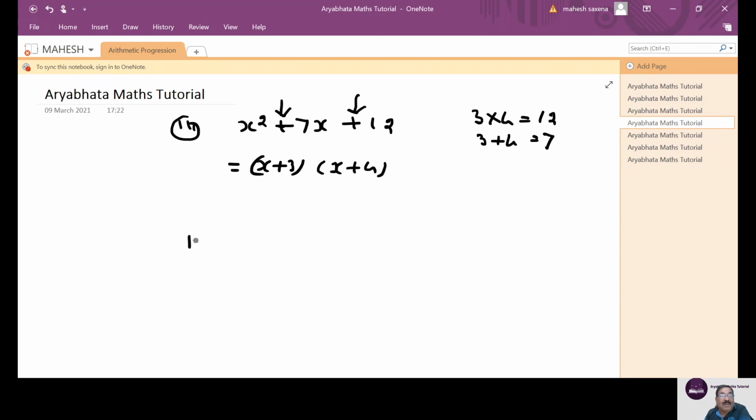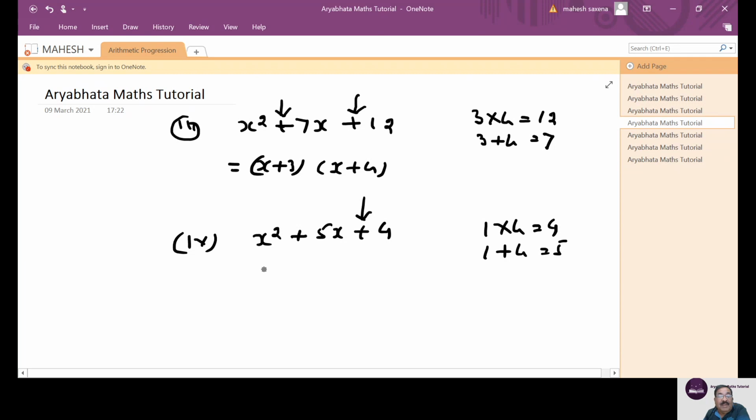Take the fourth example. Suppose it is x square plus 5x plus 4. Again, it is positive. Therefore, we will break 4 into two terms such that their product is 4 and sum is 5. It is 1 and 4, since 1 into 4 is equal to 4 and 1 plus 4 is equal to 5. Therefore, the factors are x plus 4 and x plus 1.